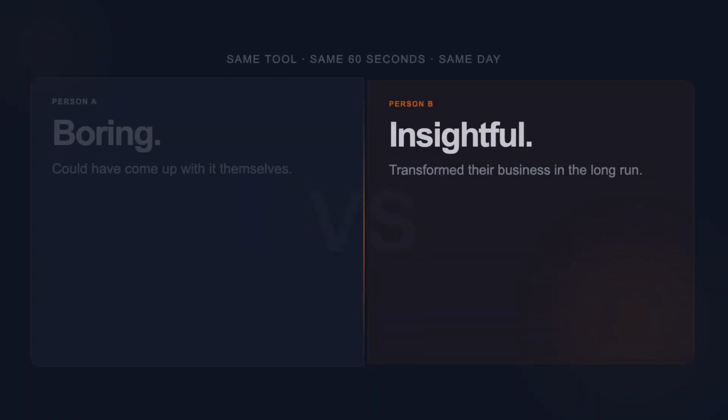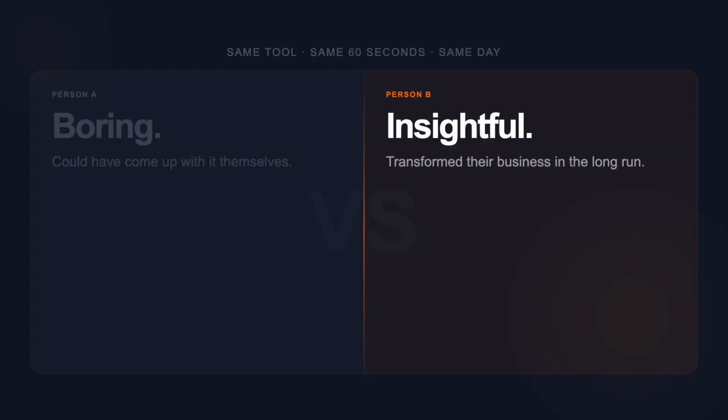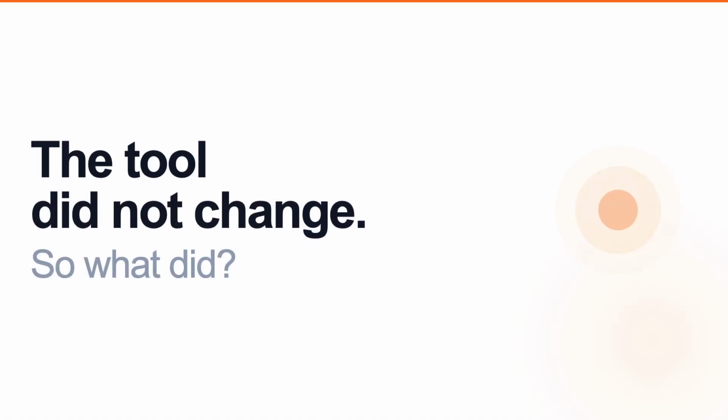Same application, same 60 seconds, same day, but two people can type into the same box and get two completely different results. One person can get a boring answer, an answer they could have probably come up with anyways, and the other person can get a really insightful answer that can end up transforming their business in the long run. And this is the shocking part of it all. The tool did not change, so what did?